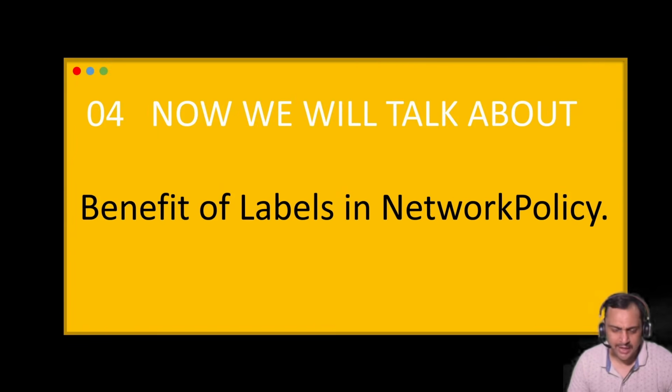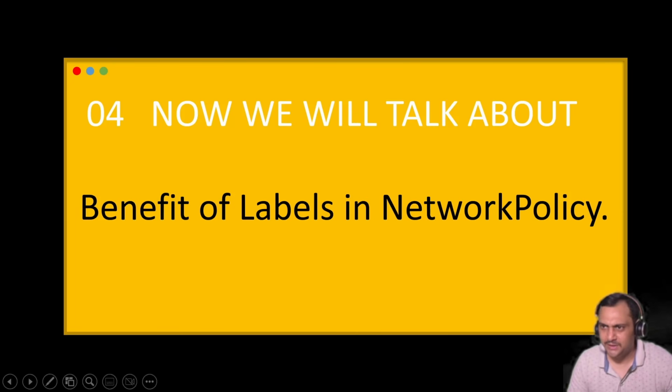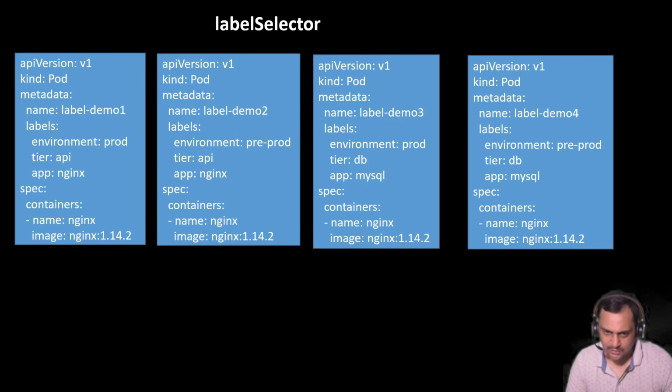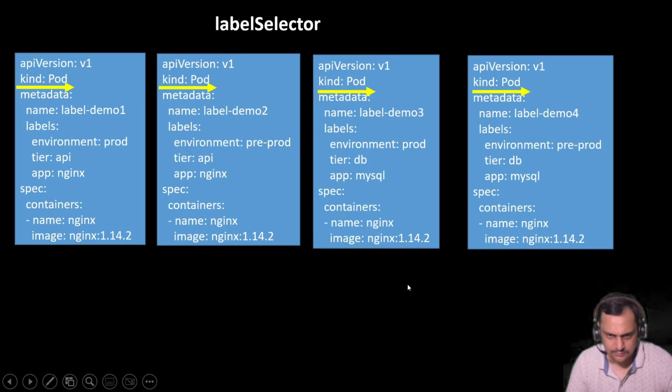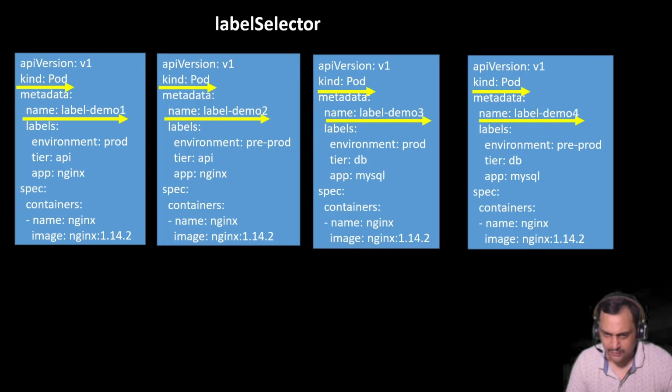Now let's explore the benefit of labels in networking. We had already covered the label topic. If you haven't watched that video, I must recommend you to watch it. So let's explore the benefit of labels in network policy. We will use a label selector here. We have four YAML files of pods, kind equal to Pod. Now we have different names: label-demo-1, 2, 3, and 4.